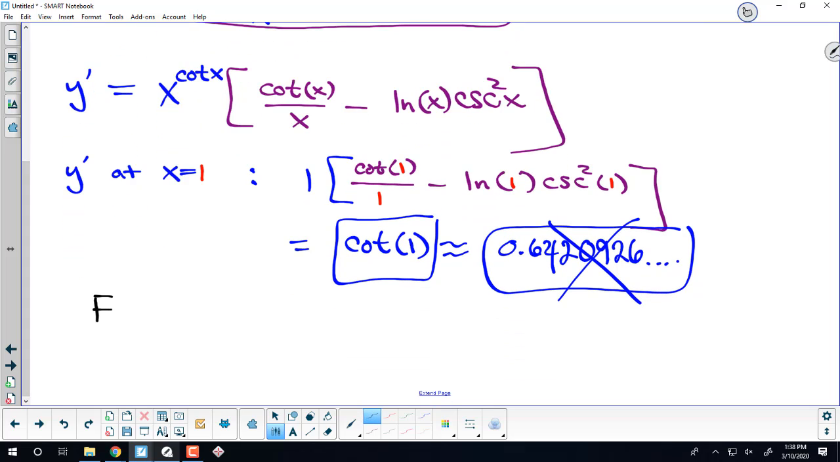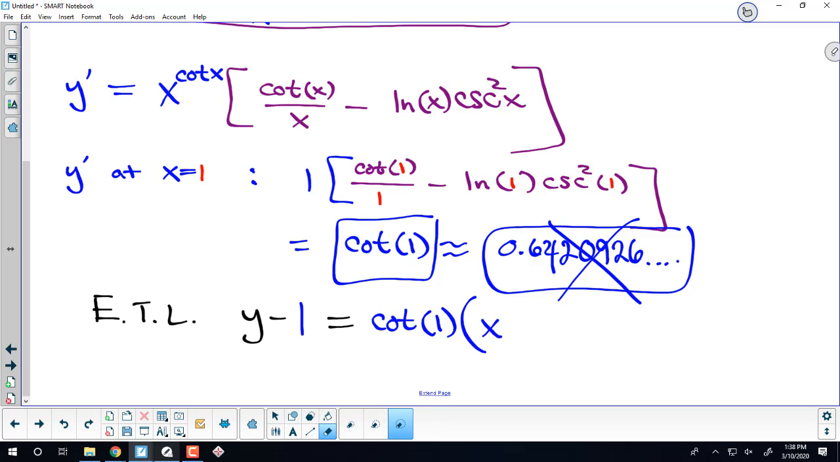So the equation of the tangent line is going to be y minus y1 equals the slope of our tangent line times x minus x1. Whatever, we'll just leave it blank. This one and this one were from the point, right? The original point. The cotangent is the slope of the tangent line.